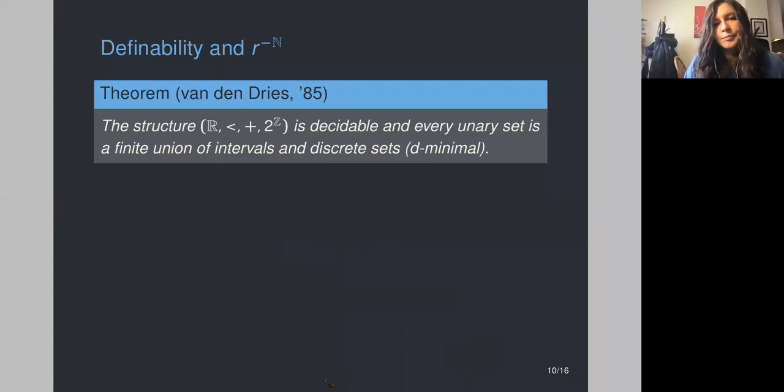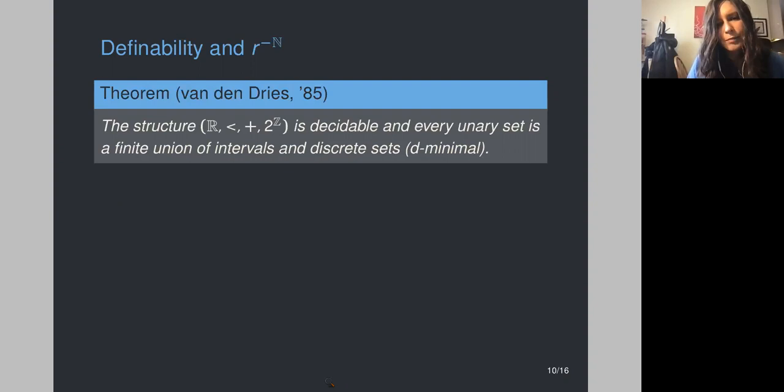So this relates to a result of Loveland from '85. He showed that the reals as an additive group with a predicate for 2 to the z is decidable. And moreover, every unary definable set is a finite union of intervals and discrete sets, so in particular it is d-minimal.